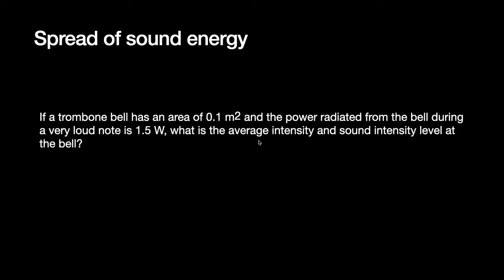Now you have to do your calculation at the bell. That means very close to the bell. So what will be the average intensity? When you are very close to the bell, you know that the sound waves will travel perpendicular to the surface of the bell, and all the sound will be perpendicular everywhere on the surface of the bell. So you can divide 1.5 watt by the area, assuming that wherever the waves are coming out, the direction of propagation of the wave is perpendicular to the surface area of the bell.